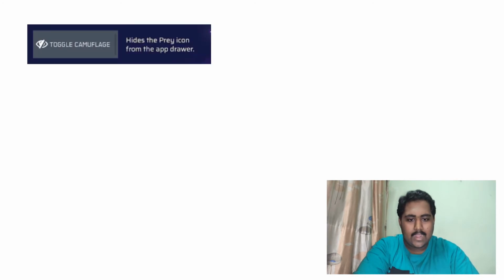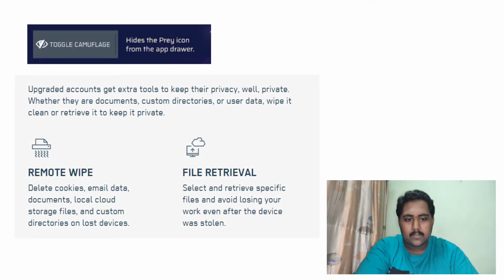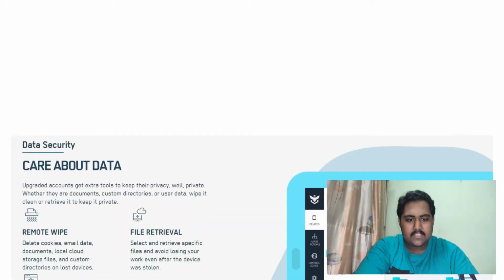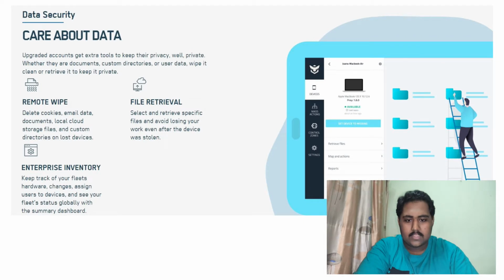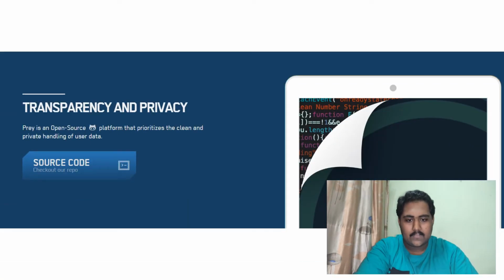Eighth, hide the app icon from the app drawer to prevent anyone from uninstalling the app once it's lost. Other features that come with the Pro subscription include the remote deletion of files on the local SD card of the device. You can select and retrieve specific files from your device to avoid losing important work-related files. Keep track of changes such as battery status and connection status. All the above features and the fact that Prey is open source and transparent make it an app one should definitely look at while considering the options for tracking apps.